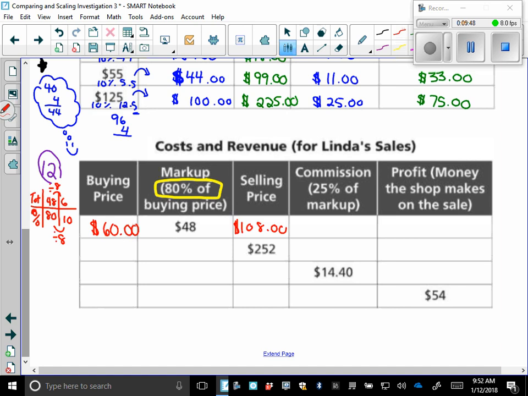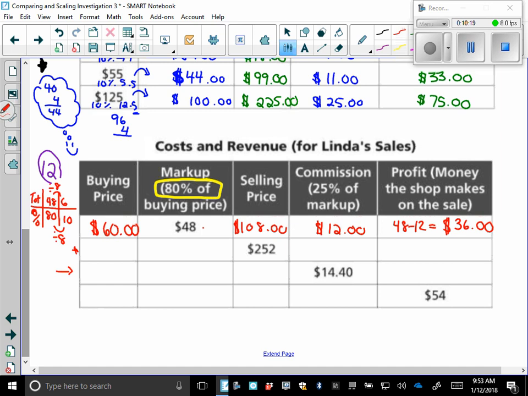And then the commission, we are going to just divide the markup by 4, right? So 12. And then the profit is 48 take away 12, which is $36, right? Okay. It turns out that this one is pretty hard. So let's go to this one.